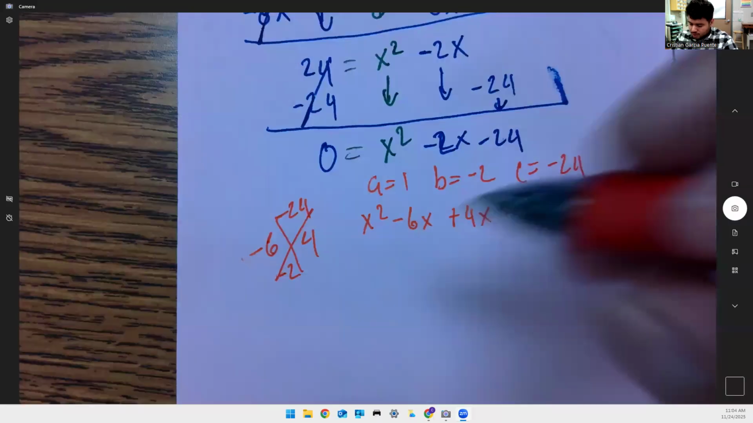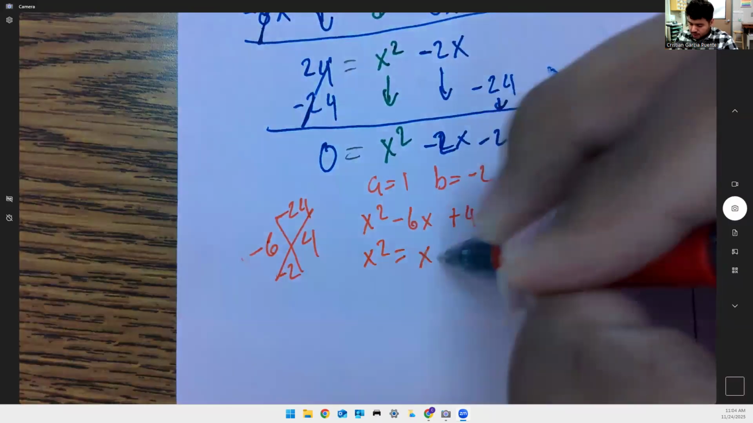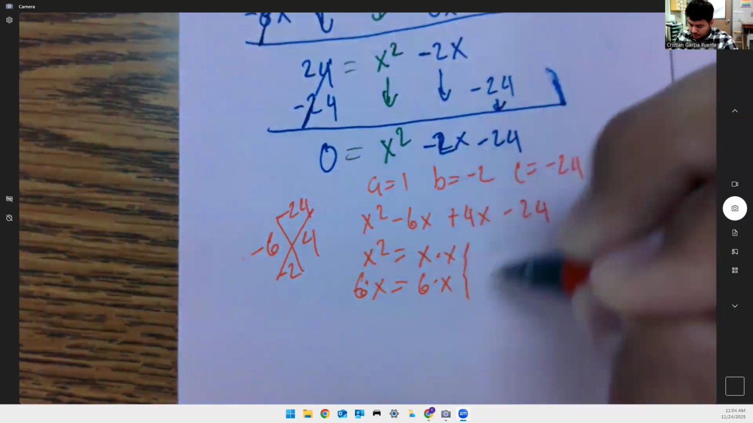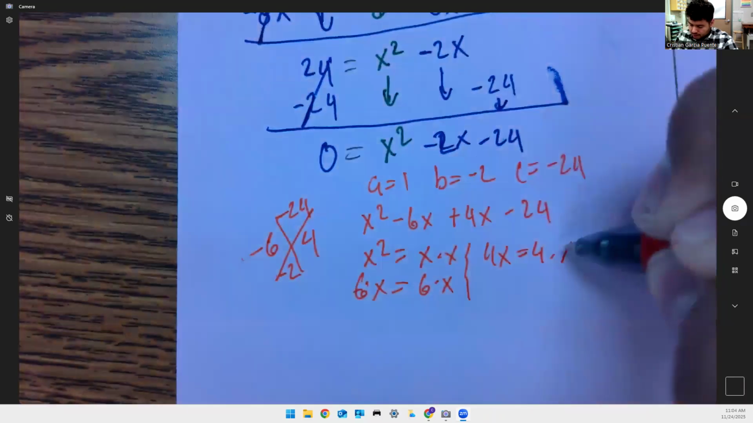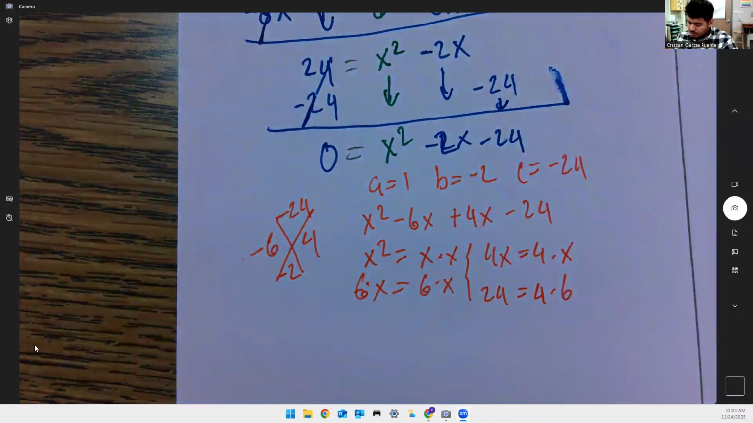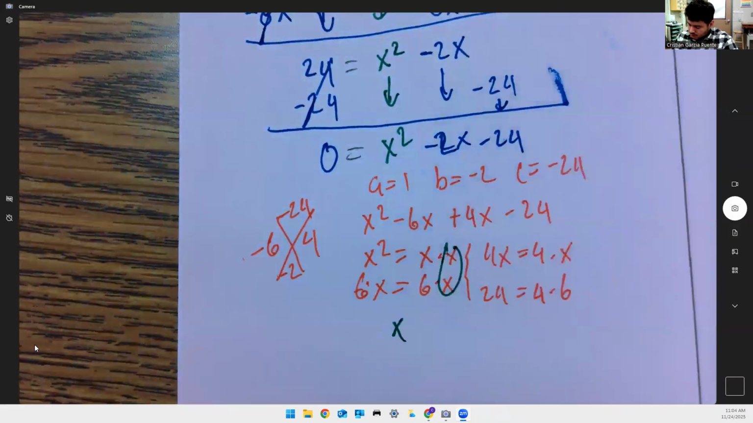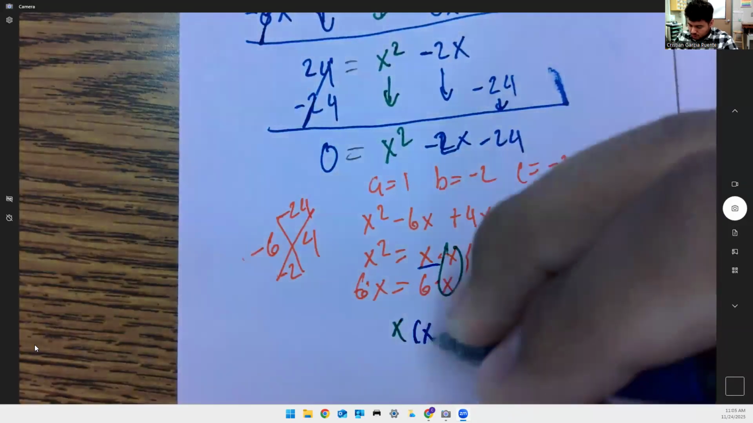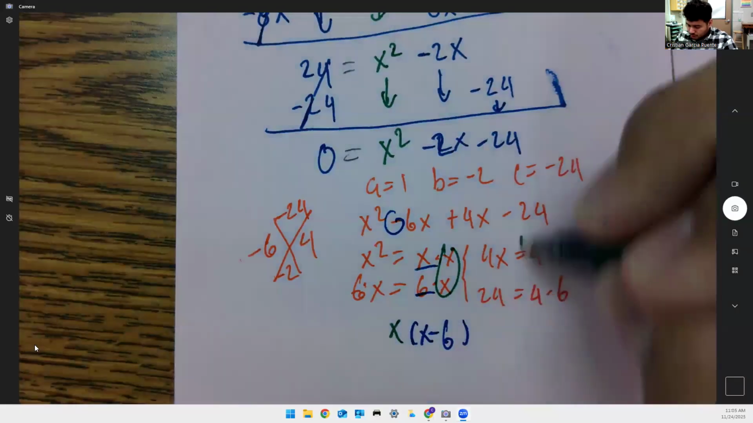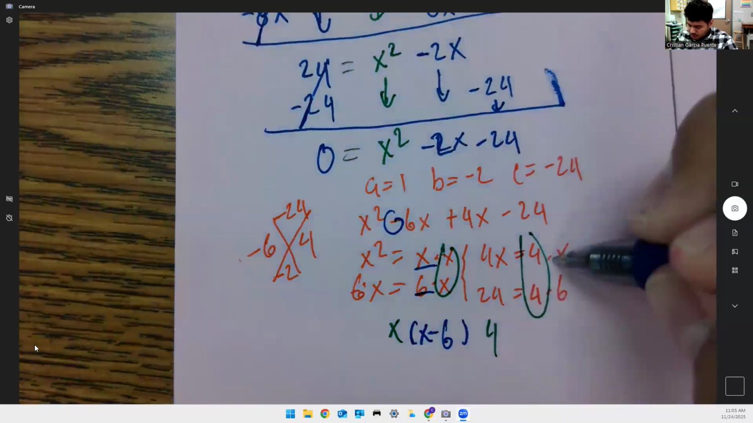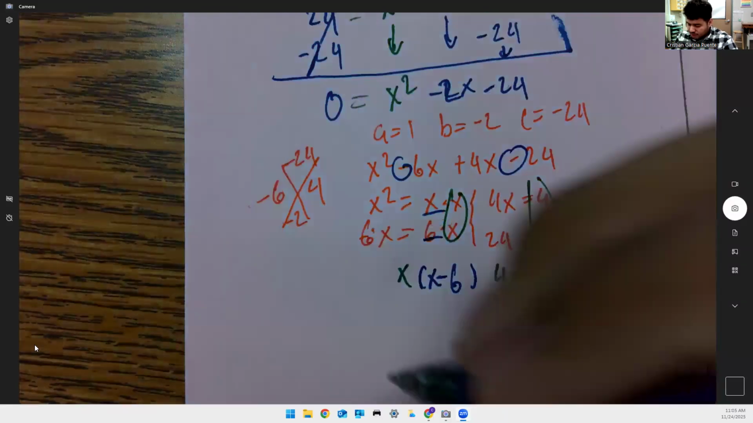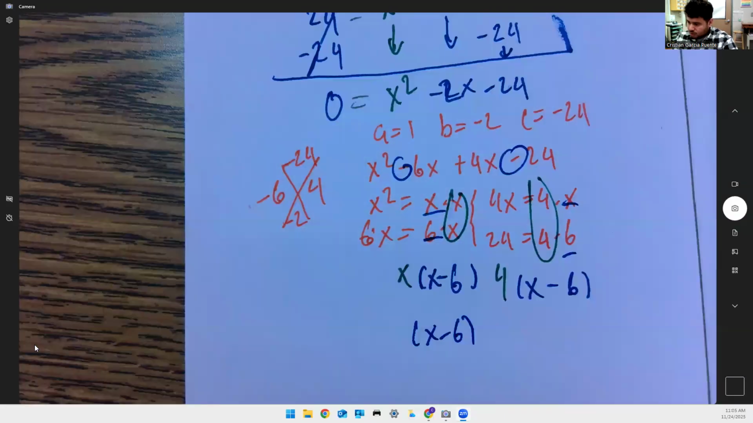So now we're just going to do our grouping. How many x's are there in x squared? There's 2, so x and x. 6x is just 6 and x. 4x is just 4 and x. And now can you rewrite 24 as 4 times a number? Yes, 4 and 6. And now we're going to circle what they have in common. The first two have an x in common. What we didn't use on top was an x. What we didn't use on the bottom was a 6. And then your symbol in between was a minus. The last two have a 4 in common. What we didn't use on top was an x. What we didn't use on bottom was a 6. Symbol in between, minus. So they both have an x minus 6 in common, and then our leftovers is x plus 4.